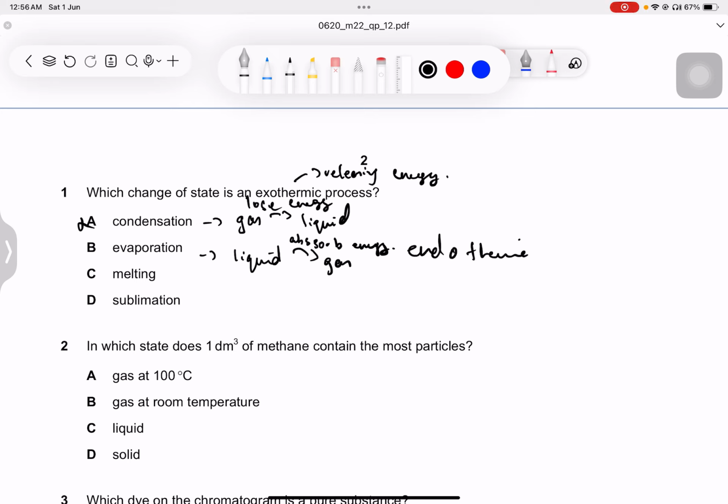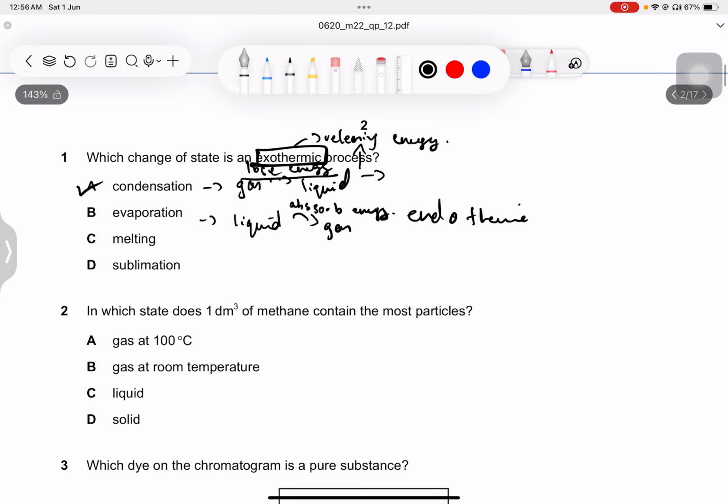So we had exothermic in the answer, so the option A is correct because I told you they lose energy. So losing energy means releasing energy. So that's why the reaction is exothermic, the physical reaction. In melting also the particles absorb energy and same is in sublimation.